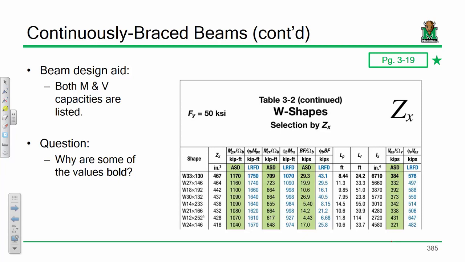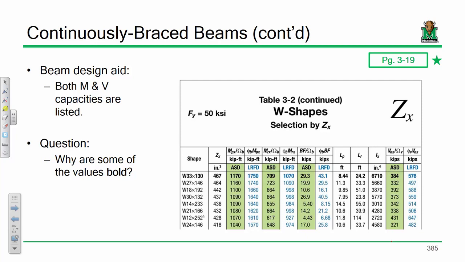Now, for now, there are a few quantities that I'm going to ask you to ignore. You'll understand what all of these quantities mean very soon, but for now I'm going to ask you to ignore them. And which ones am I going to ask you to ignore? I'm going to ask you to ignore phi-MR. I'm going to ask you to ignore the beam factor, phi-BF. I'm going to ask you to ignore these two unbraced lengths, LP and LR. You don't know what those are yet? You will. Don't worry. Okay?